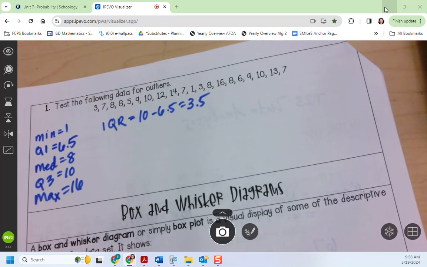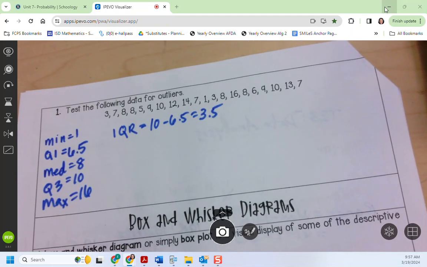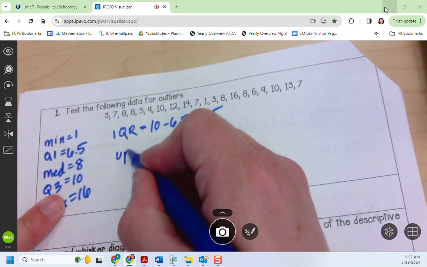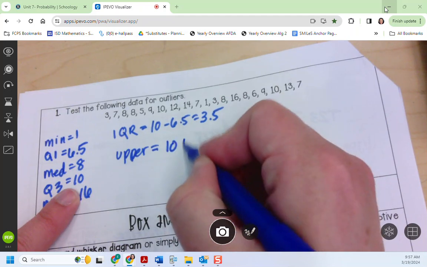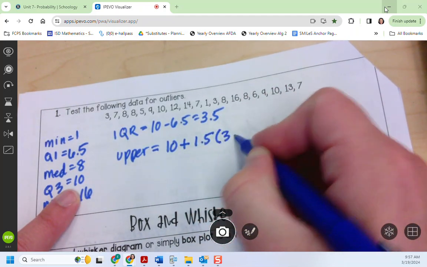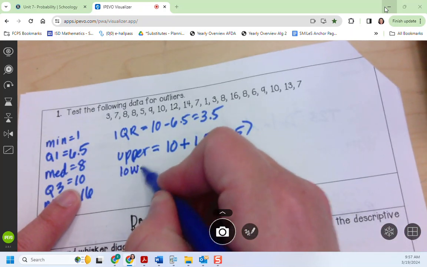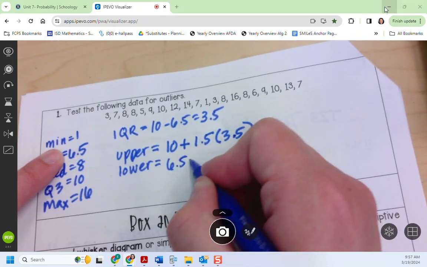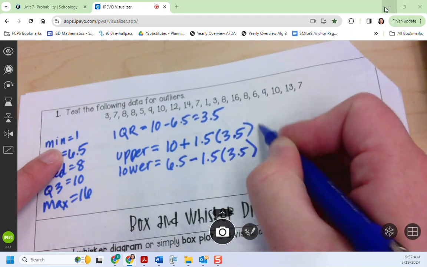And then we're going to use those formulas from the previous page. So we're going to find the upper bound by doing the third quartile, 10, plus 1.5 times the interquartile range. And then we're going to find the lower bound with the first quartile, 6.5, minus 1.5 times the interquartile range. So go ahead and calculate that, and that should tell us if we have any outliers.